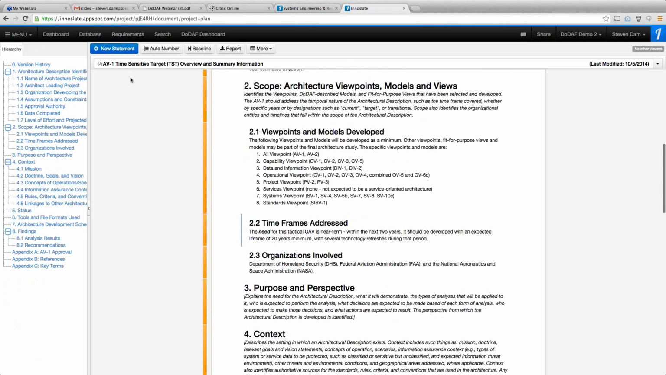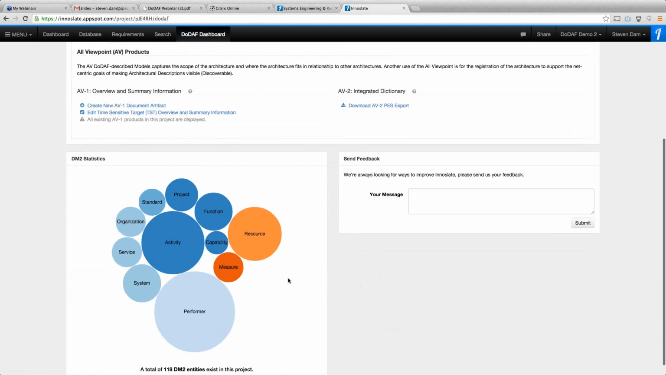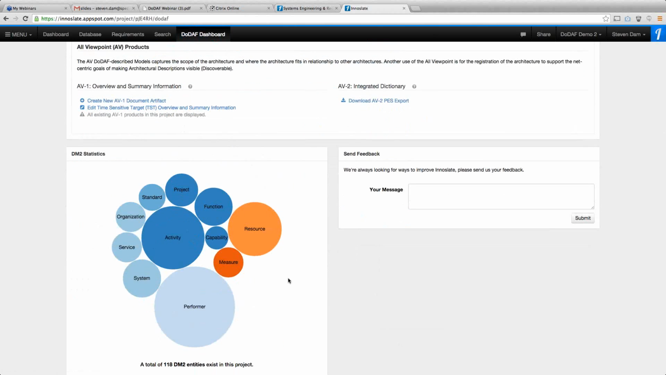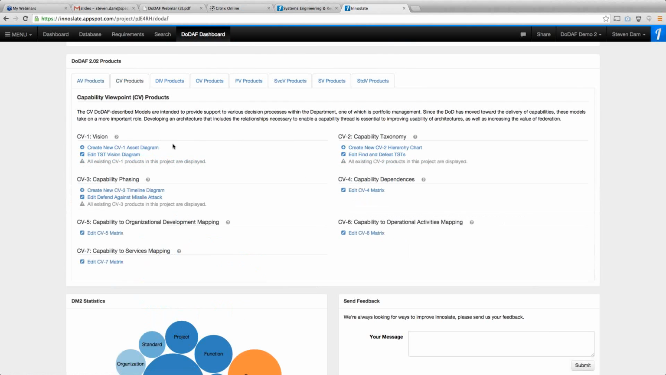So let's go back to my dashboard. And so that's the AV1, and you can work with that. And the AV2 for us is a download of the entire database in what's called PES format. It's the Physical Exchange Specification for DM2. That's basically taking and converting all the LML nomenclature and relationships into the DM2 nomenclature and relationships. So now you have that ability to, and this is an XML formatted document, so it's easy to work with and develop.